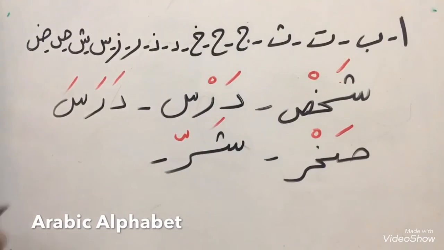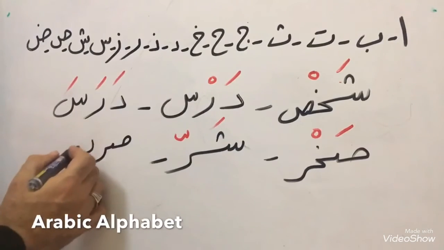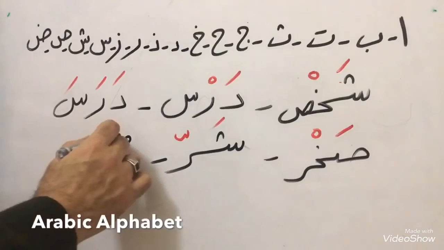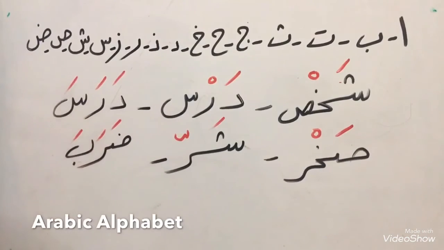We can have also Dad with Ra and Ba, daraba, hit.